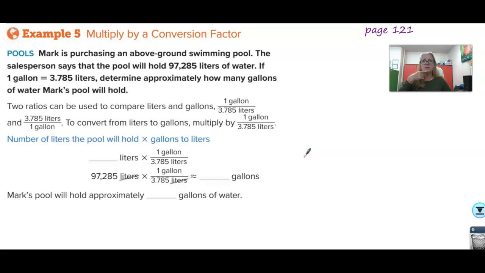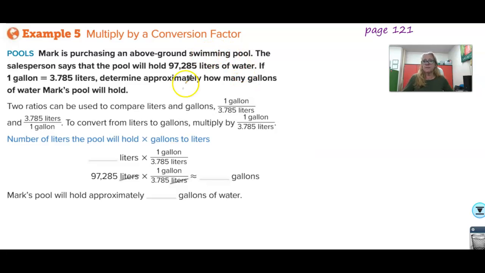Mark is purchasing an above-ground swimming pool. If the salesperson says the pool will hold 97,285 liters of water, if 1 gallon equals 3.785 liters, determine approximately how many gallons of water Mark's pool will hold.